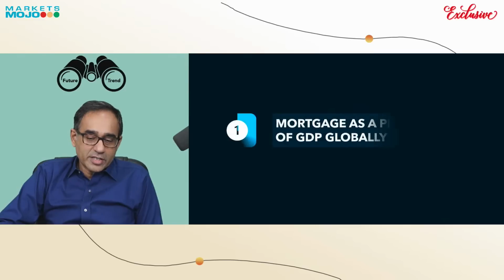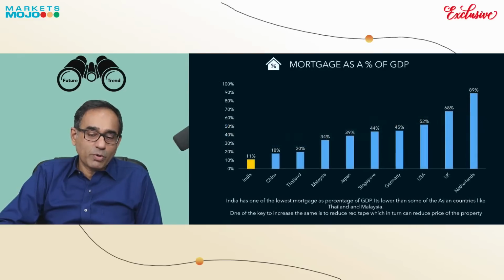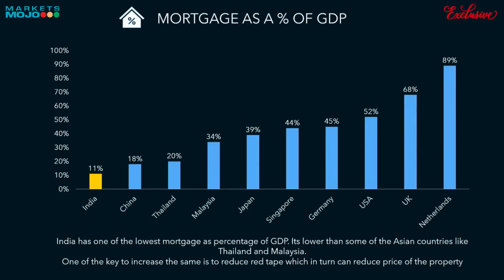So let me start with mortgage as a percentage of GDP globally. If you look at India, it's only 11% mortgage as a percentage of GDP, as compared to China at 18%, Thailand 20%, Malaysia 34%, and then others like Japan and so on. That gives a huge scope for housing finance companies to do extremely well. In some countries like the USA and the UK, they do have loan against property, which has not really taken off as much as one would have loved. But the scope is huge.